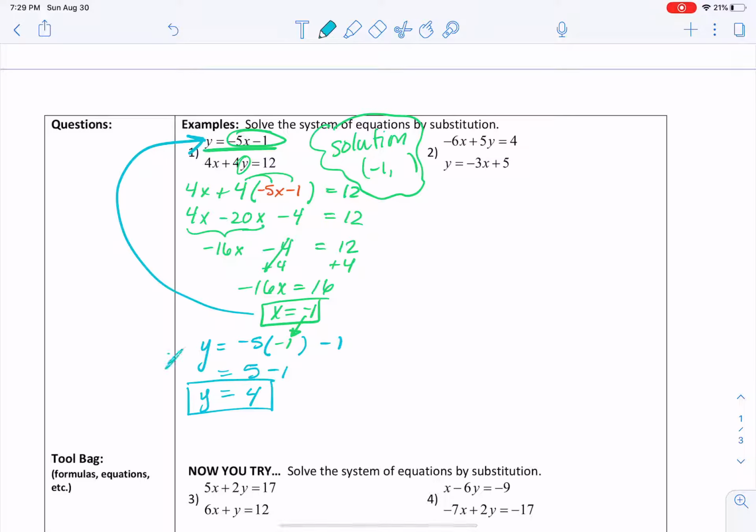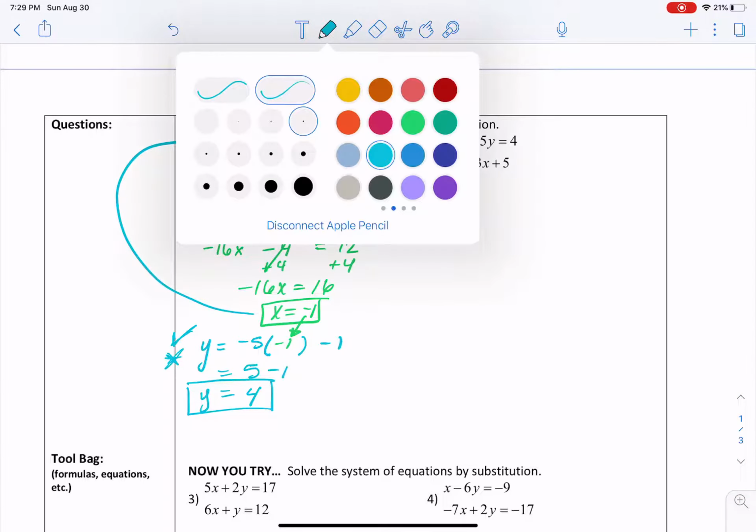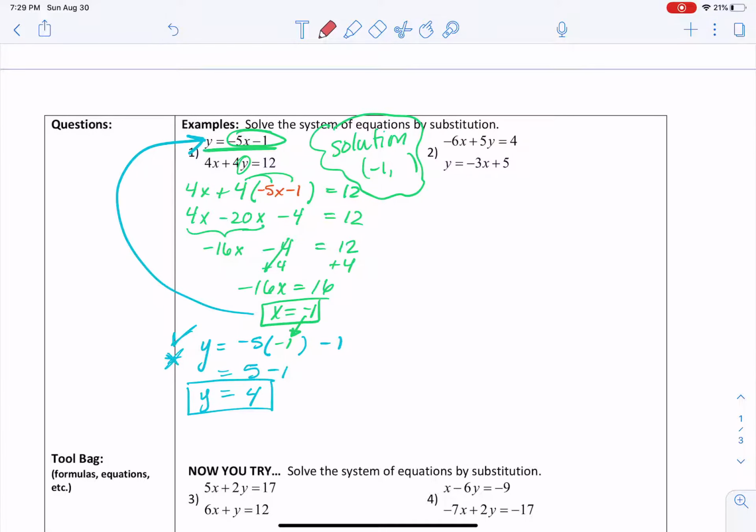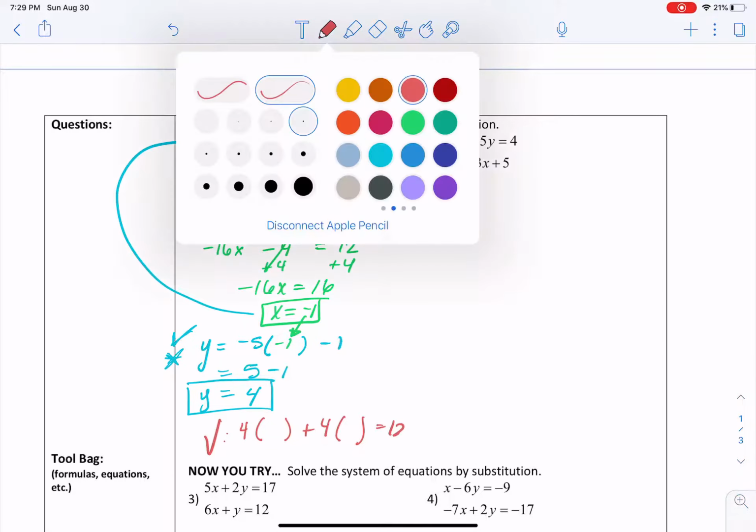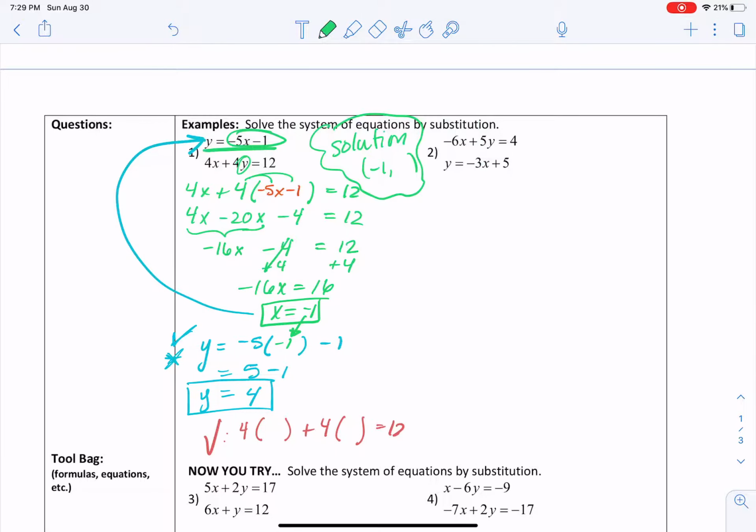I've already solved the y equation and I know that that works. So then I'm going to solve the one with two variables to make sure. So my check is, does 4 times the x plus 4 times the y equal 12? And the x is negative 1, and the y is positive 4.